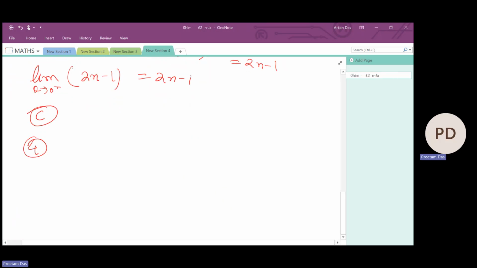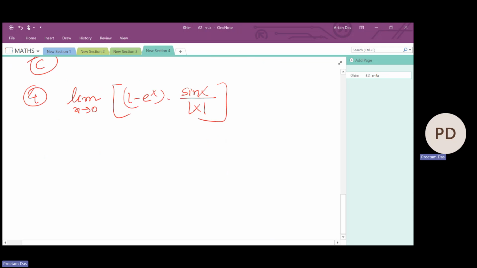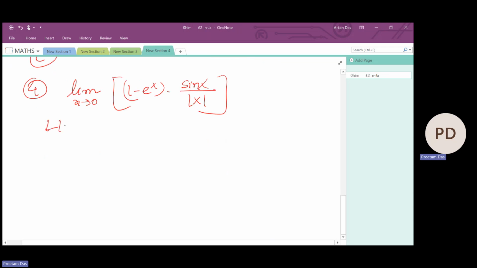Let us look at the fourth question. Limit x tends to 0, greatest integer 1 minus e raised to x times sin x by mod x. Okay. Now we will have to calculate the left hand limit and right hand limit separately. Left hand limit. You are approaching this function. X is approaching 0, but from the left. So right now it is a negative number which is very close to 0, so minus 0 point something. X tends to 0 minus.